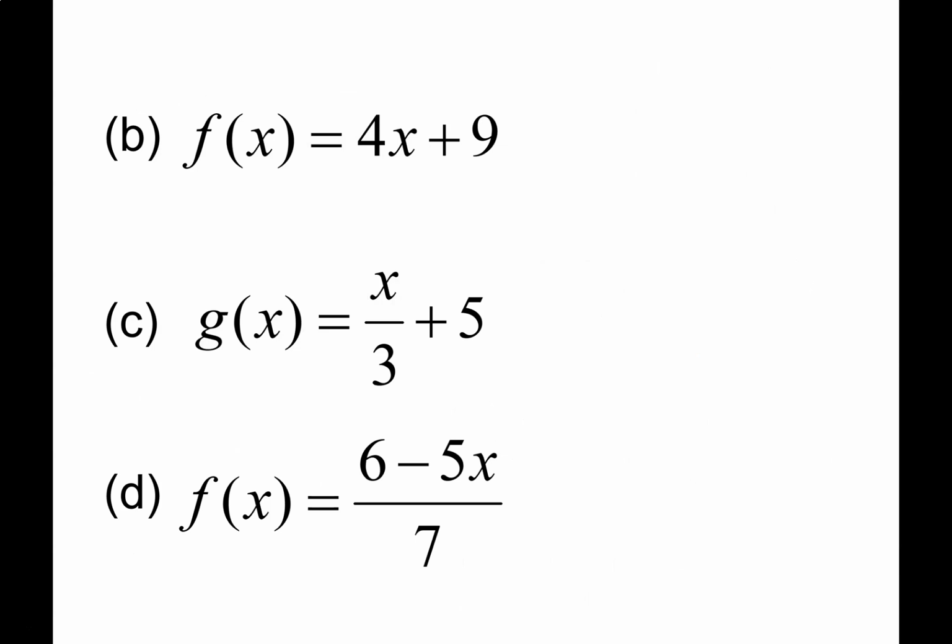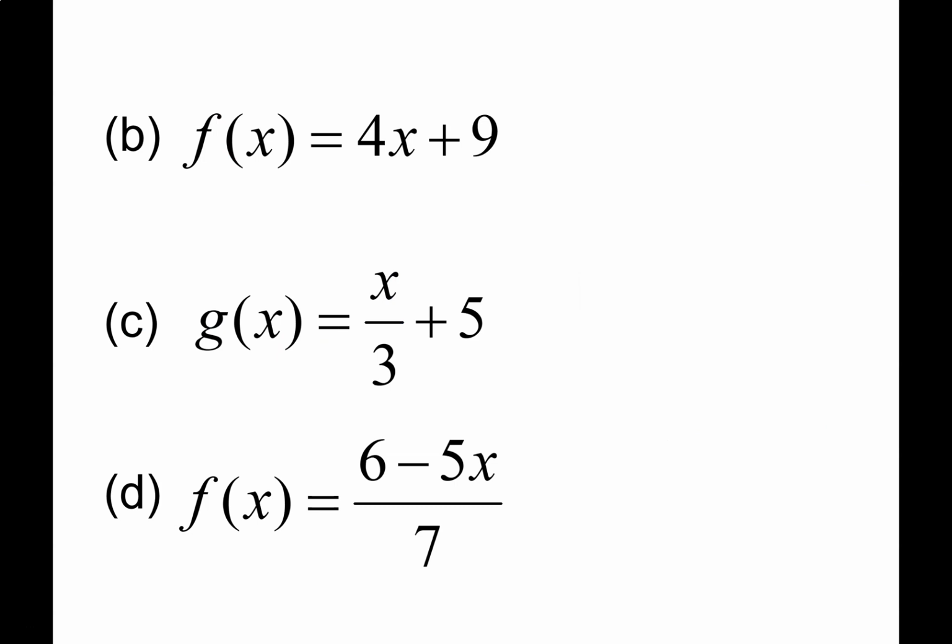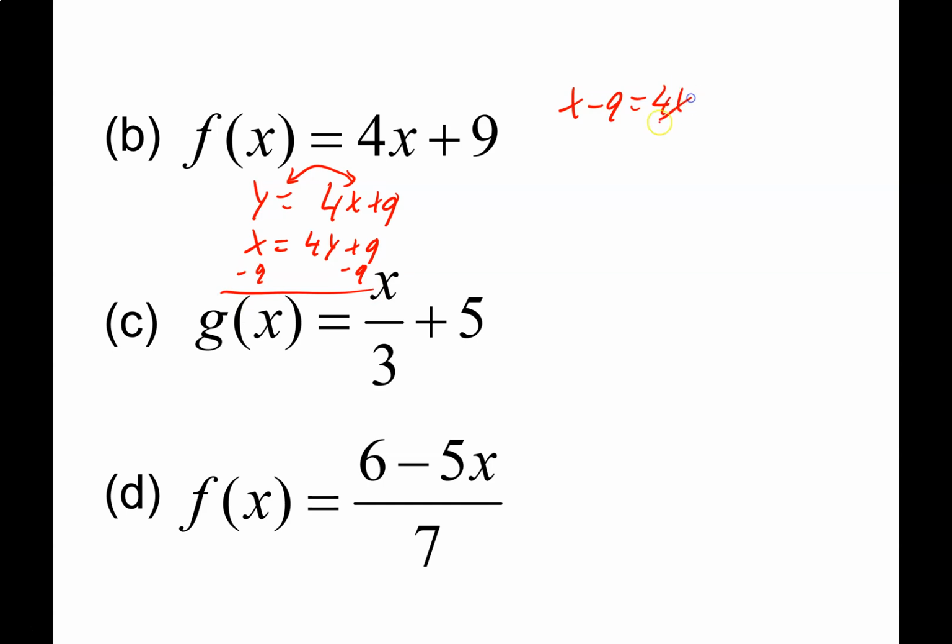Okay, let's try a couple more here. Now, let me take a look at this one. So first thing I'm going to do is call this y equals 4x plus 9. I'm going to switch x with y, so it now becomes x equals 4y plus 9. Then I subtract 9 from both sides, so I get x minus 9 is 4y. With those canceling, I divide by 4, and I get (x minus 9) over 4 is y.